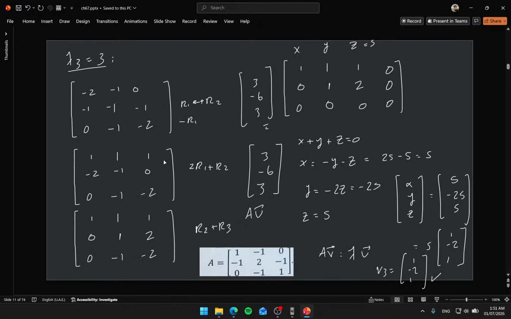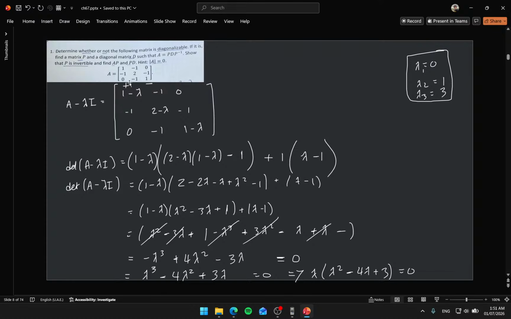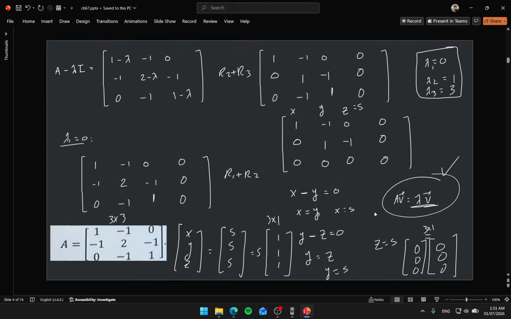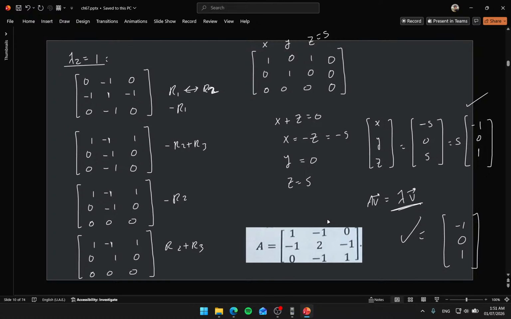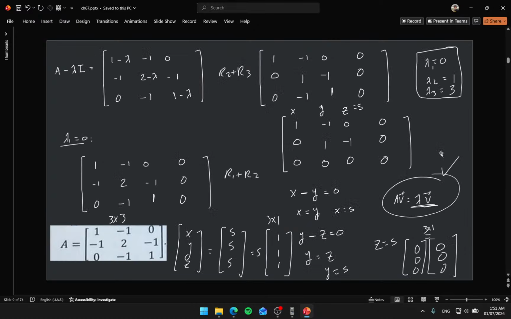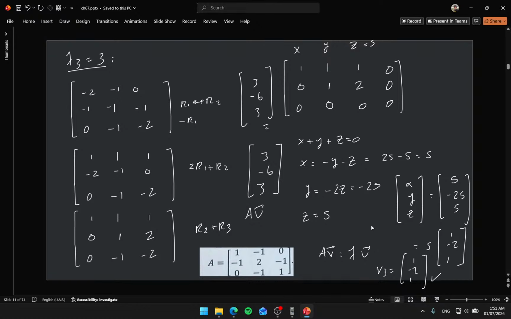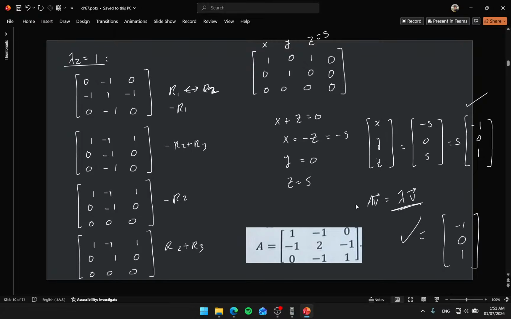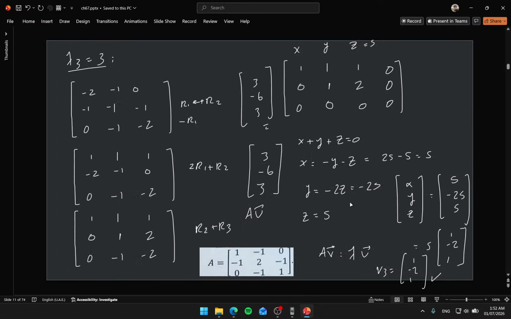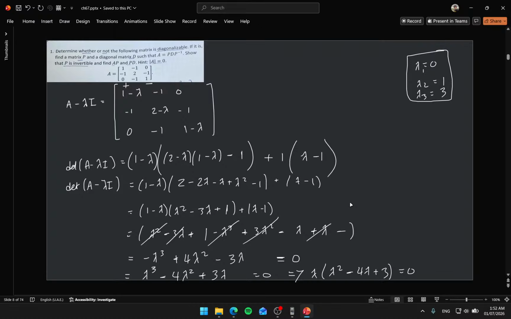We can also strengthen this claim since we have a 3 by 3 matrix and we have 3 linearly independent eigenvectors. This is eigenvector number 1, eigenvector number 2, and eigenvector number 3. So there are 3 linearly independent eigenvectors for a 3 by 3 matrix, so that's another way to check.